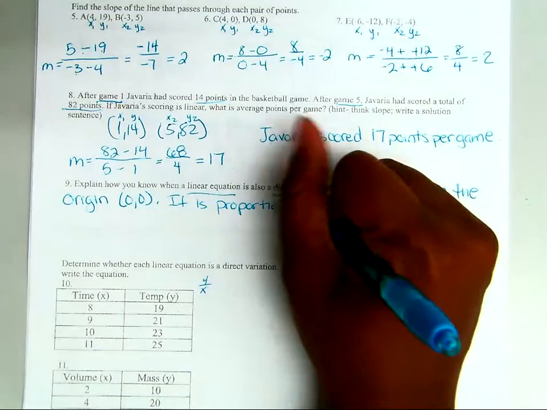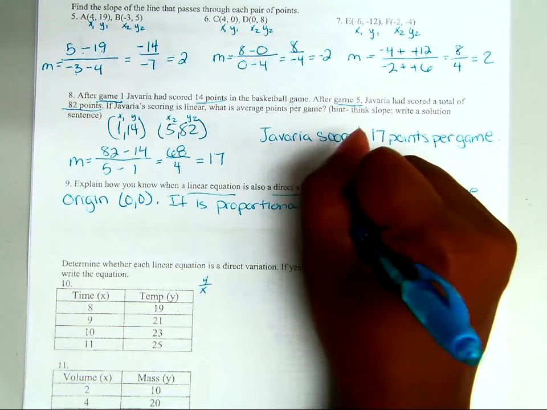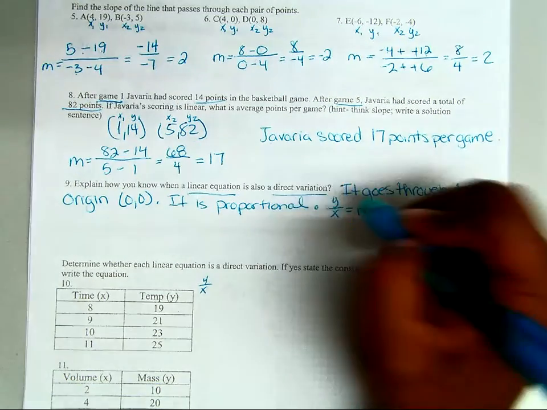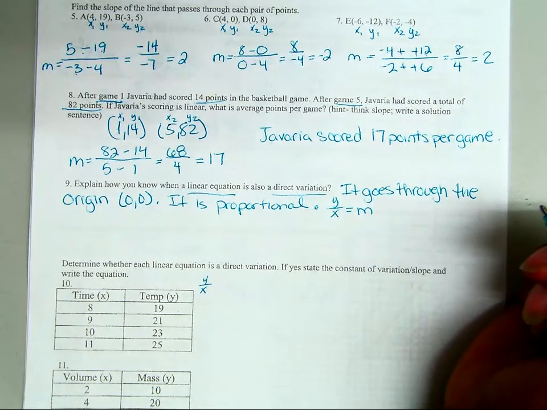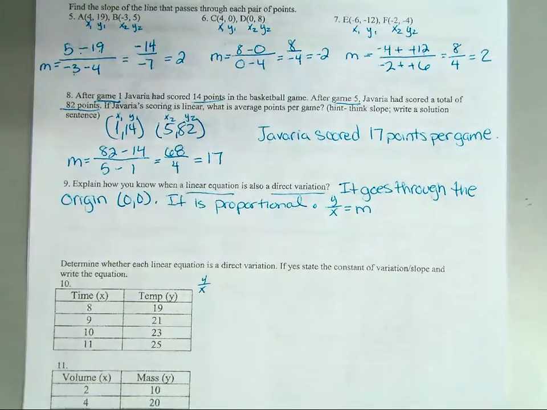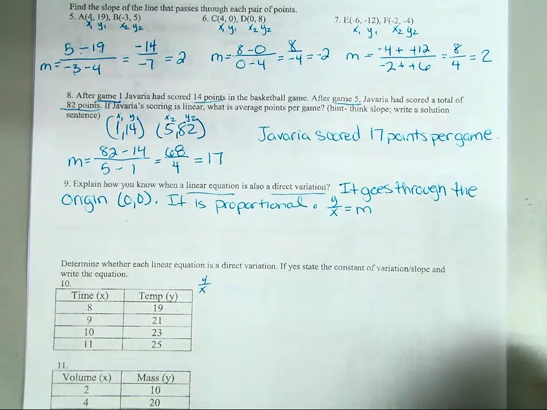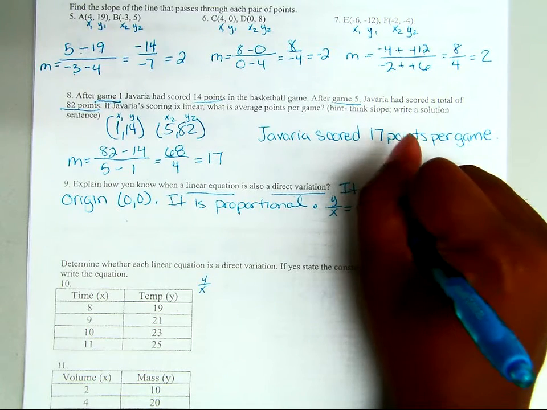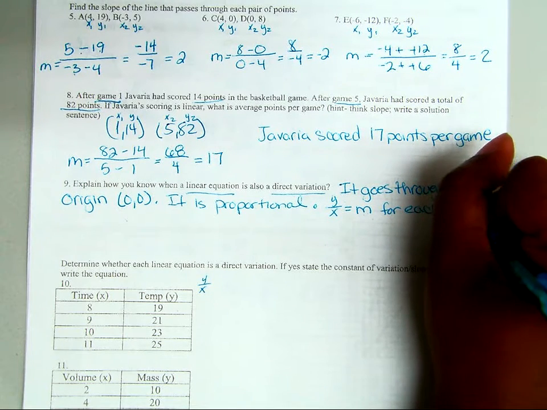Meaning that every time I do y over x, I should get the same number. Every time I do y divided by x, I should get the same number. I should get m. Okay? Those are the two main things. You know that if it goes through 0, 0, and it's proportional, y over x will give me a constant number every time. Y over x equals m for each x and y value.